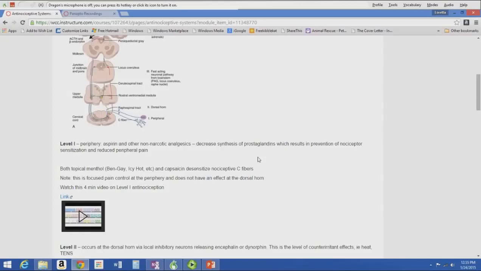So when something hurts and you take an Advil, we're working on the level 1 area of anti-nociception. Topical medications like Bengay, Icy Hot, and capsaicin desensitize those nociceptive fibers as well, and so they are working on level 1. So this is focused pain control at the periphery. It does not have an effect at the dorsal horn. The idea is to prevent those neurons from firing in the first place. Okay, there's a little video on level 1 anti-nociception if you so choose to watch it. So that's level 1.